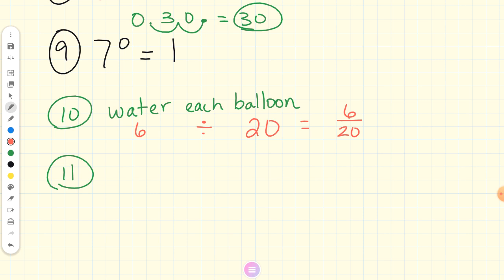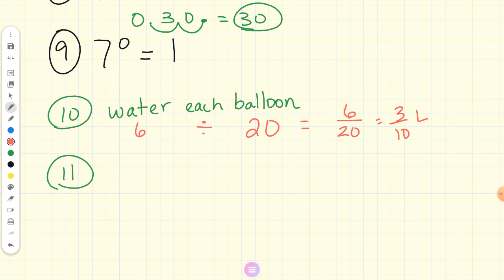Okay, it is a proper fraction, but why is it not my best proper fraction? Because it can be simplified. If I reduce them both by 2, I would get 3/10. My answer would be liters. So each balloon would get 3/10 of a liter of water.